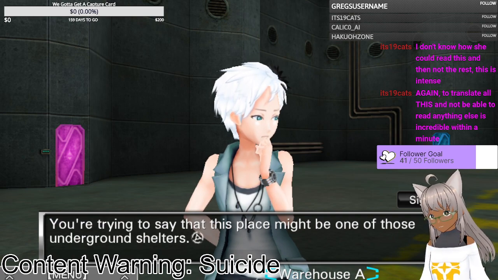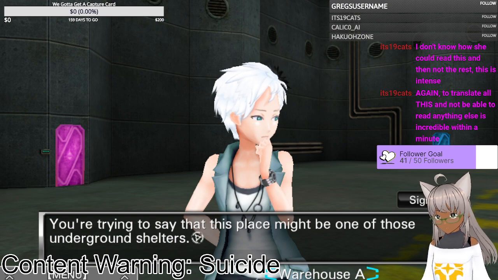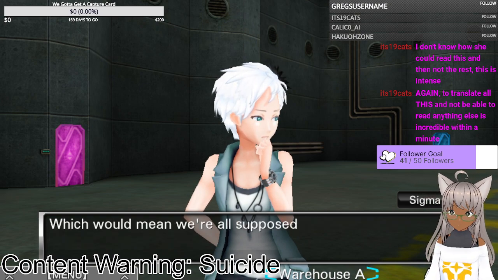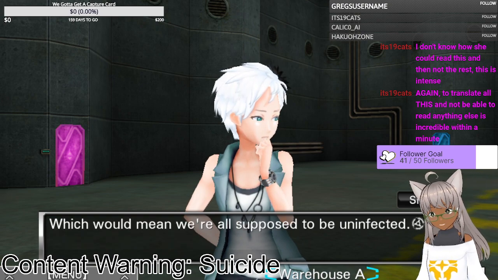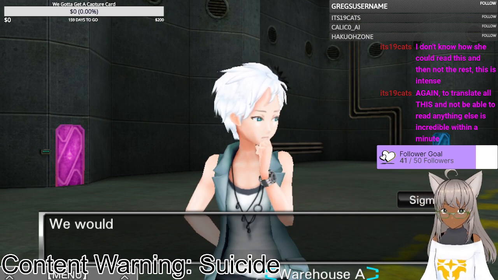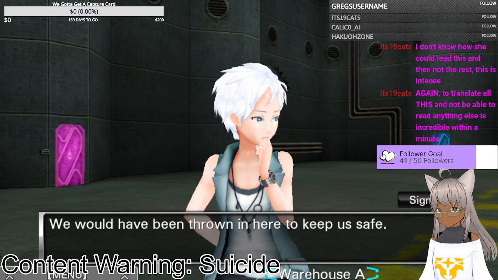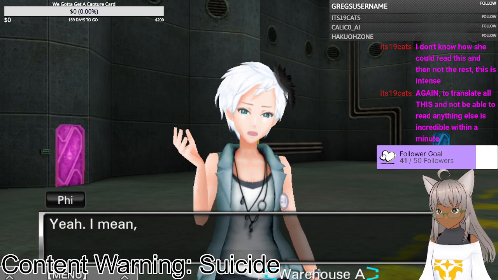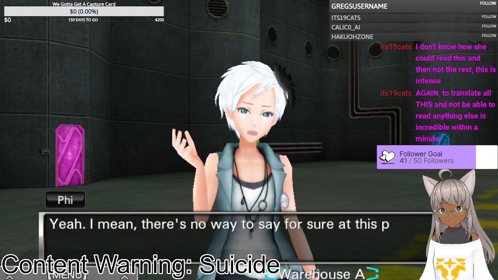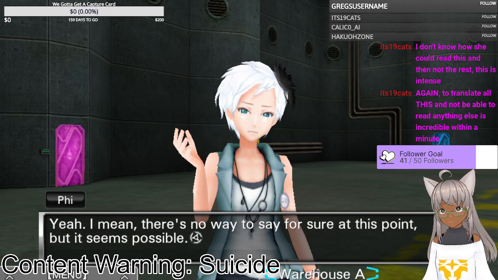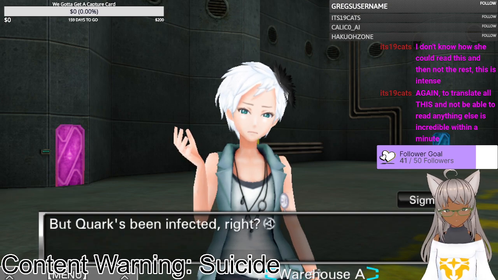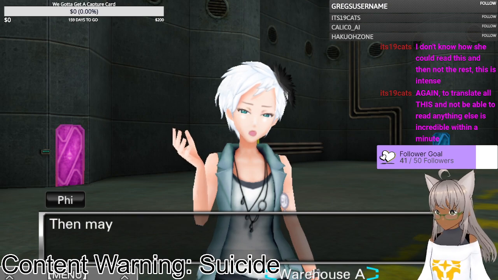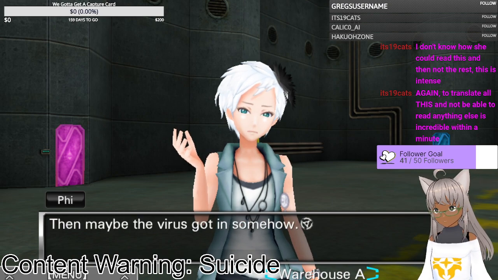The few humans who survived the outbreak have been locked away by the government in underground shelters. You're trying to say this place might be one of those underground shelters. Which would mean we're all supposed to be uninfected. We would have been thrown in here to keep us safe. Yeah. I mean, there's no way to say for sure at this point, but it seems possible. But Quark's been infected, right? Then maybe the virus got in somehow.